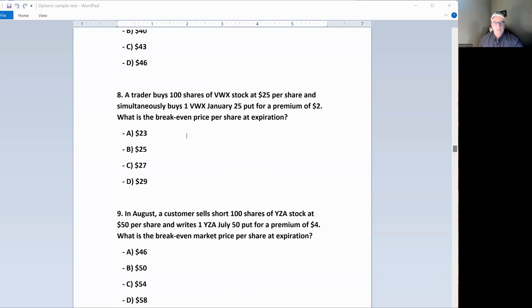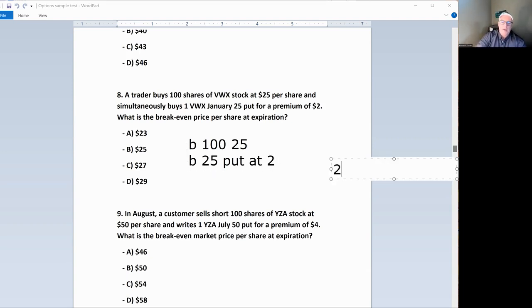Okay, so now, buy 100 at 25. Buy a 25 put at 2. It's 2 buys. 25 plus 2, 27. Not even going to write this. 27, break even. And I'm bullish. Not horrendous, right? Boom, boom, boom.